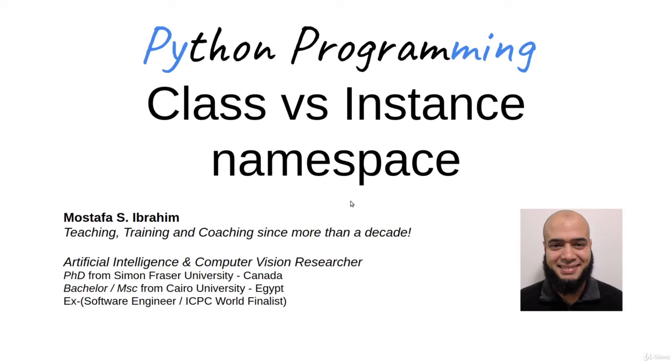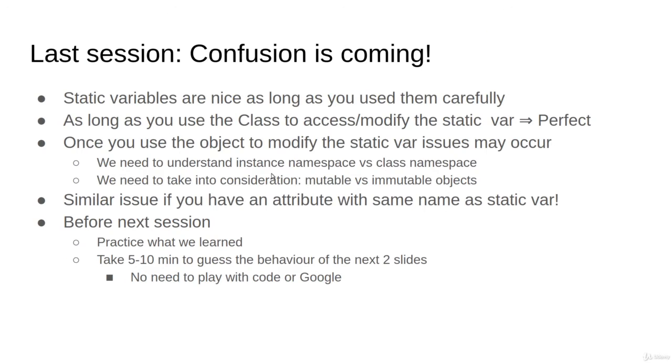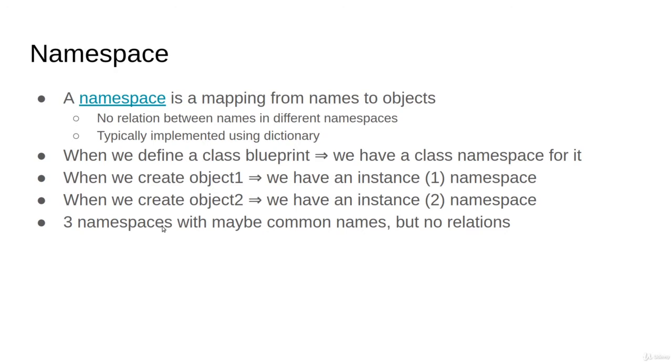In this video, we'll clarify more the difference between the class and the instance namespace so that you really understand what's happening behind the scene when it comes to static variables. This is what we highlighted the last time. Now, remember what is a namespace.